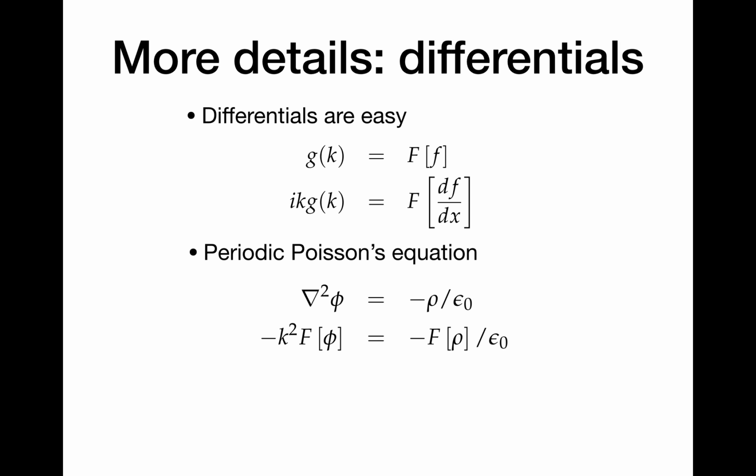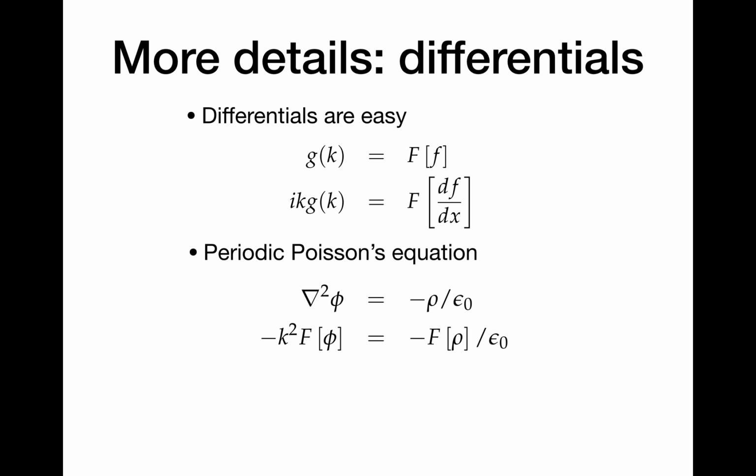and it's very easy to show that the Fourier transform of the differential df by dx is just ik times g of k. You can imagine how this could be useful if you've got a function and you want to evaluate its first or second derivative, then you can do that using Fourier transforms rather than, for instance, finite differences.